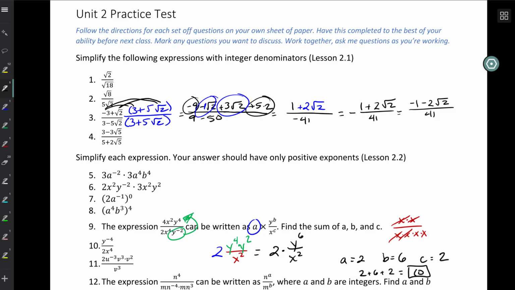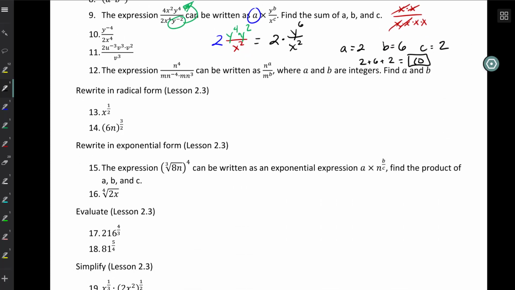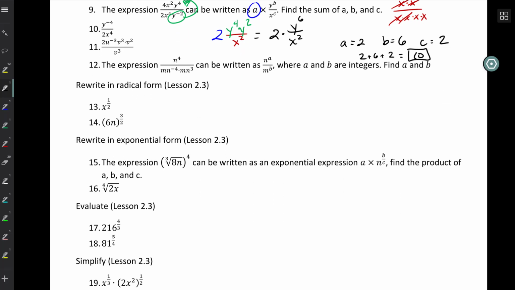Okay? Let's go ahead now and jump down to our next section, something from section 2.3. Let's go ahead and take a look at number 16. It is going to be really pretty straightforward, but I want to make sure we understand it.